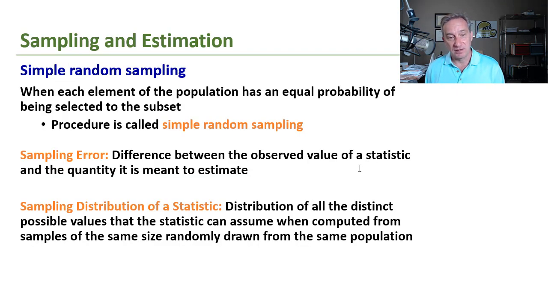Simple random sampling is when each element of the population has an equal probability of being selected to the subset, and this procedure is called simple random sampling. Sampling error is the difference between the observed value of a statistic and the quantity it is meant to estimate.